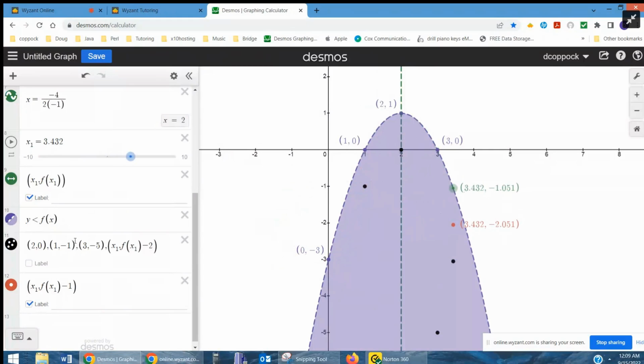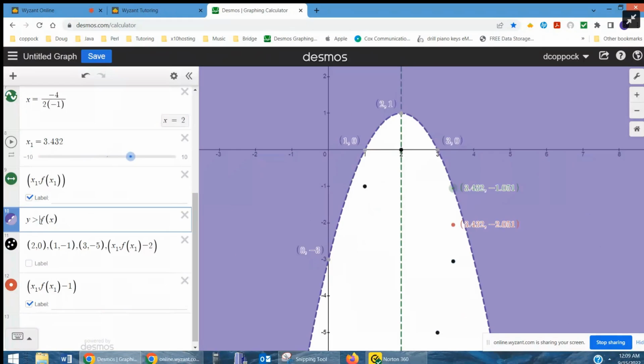If I change this to greater than, the points that satisfy the inequality will be above the border.